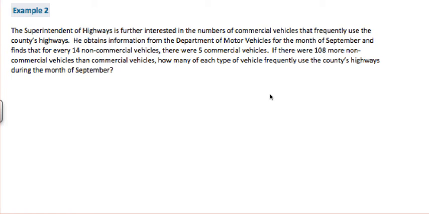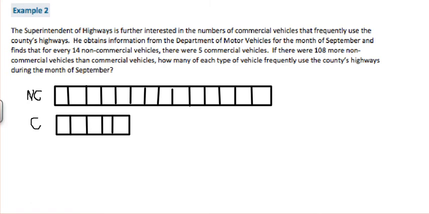As in any comparison, we're going to start off by making a tape diagram of the two categories. So after drawing our tape diagram, we can see that there are 14 non-commercial vehicles, which we labeled NC, and 5 commercial vehicles, which we labeled C.